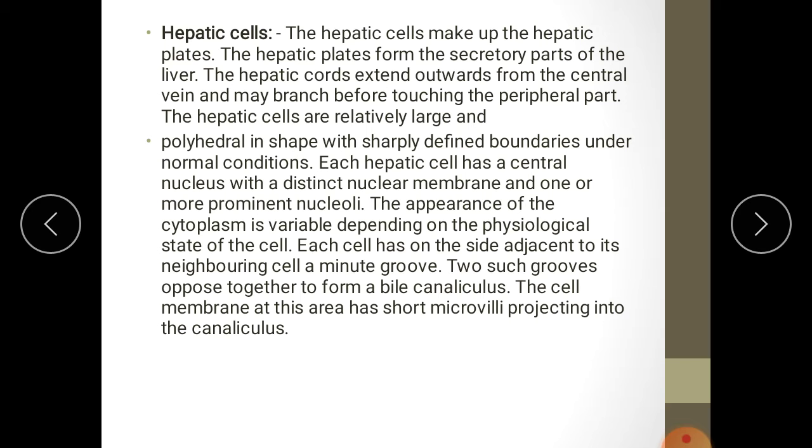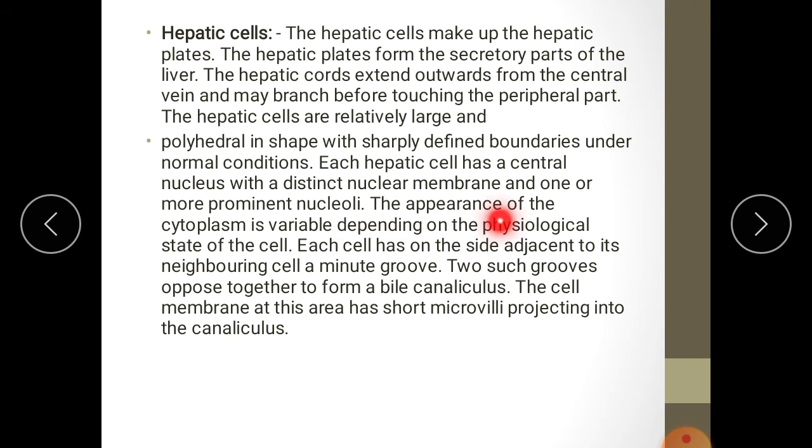So we are talking about hepatic cells. They are polyhedral in shape with sharply defined boundaries under normal conditions. Each hepatic cell has a central nucleus with a distinct nuclear membrane and one or more prominent nucleoli. Nucleoli are important for the production of ribosomes.